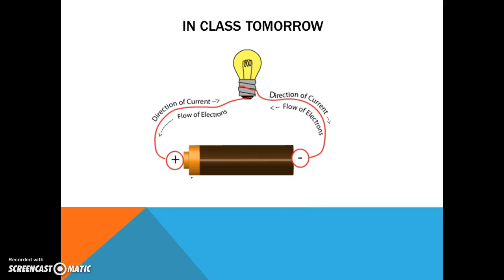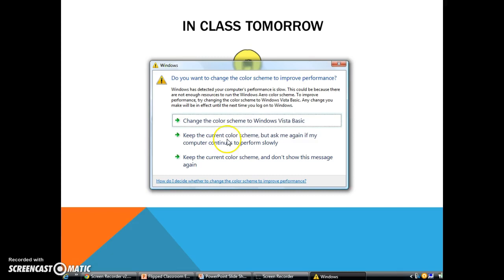In class tomorrow, we will be creating our own current electricity by combining batteries and conductors to a light bulb. We will also be using a light switch. This is called an electric current.